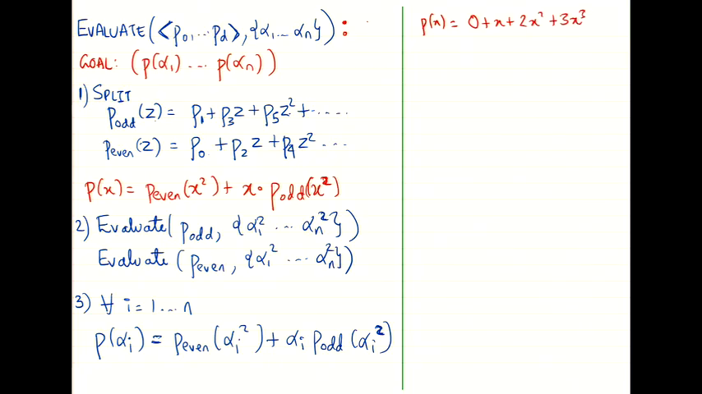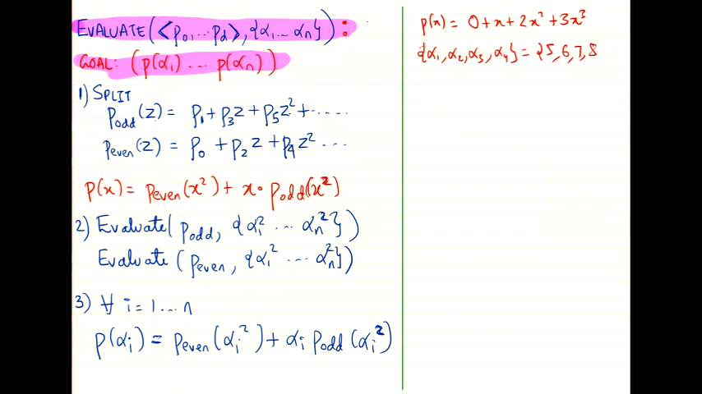Okay, you're given some polynomial. I'm writing down a degree 4 polynomial there. Right, so you're given a polynomial P, and you're given a bunch of points where you want to evaluate it. Okay, you're given a set of points. So let's just say my polynomial is 0 plus x plus 2x squared plus 3x cubed, and my set of points is 5, 6, 7, 8.